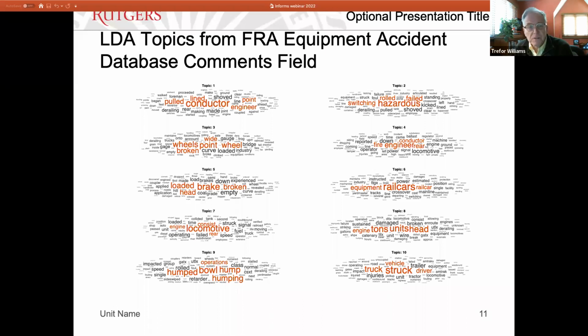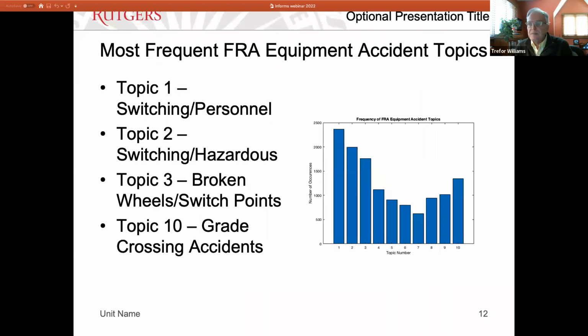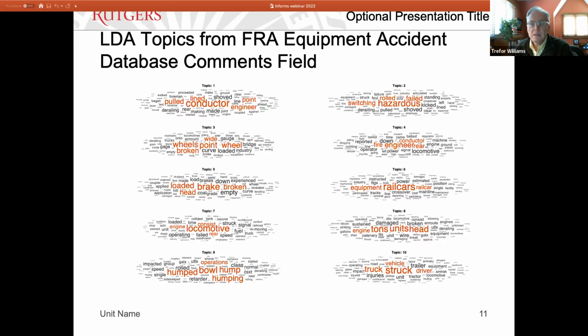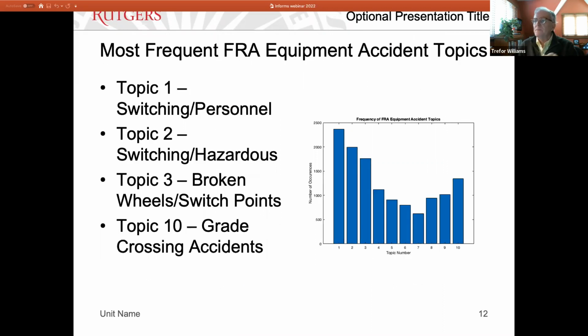I'll tell you the most frequent. We plotted out which topics occurred most frequently. It's switching. Both topic 1 and topic 2 concern switching. Topic 2 is rolls, broken wheels. Switch points was the third topic. But then number 10, the grade crossings, is the fourth most frequent accident. So that's the United States, and that's just kind of the general accident database.